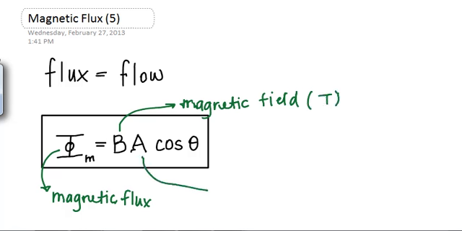A stands for what? Area. And what's area measured in? Meters squared, right? It's the area of the surface or the loop or whatever you want to describe the shape as that the field is passing through.